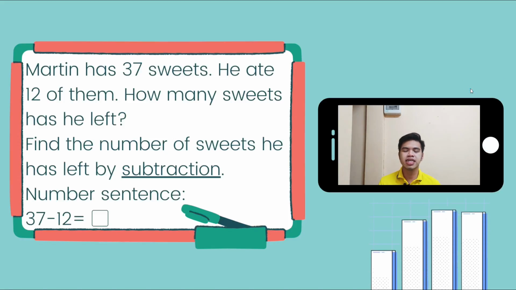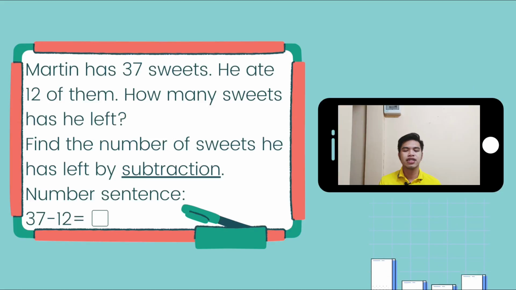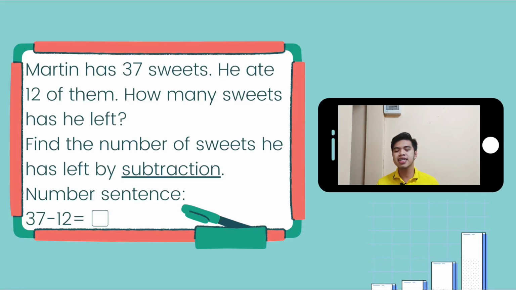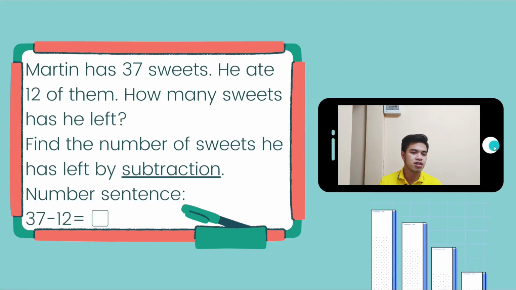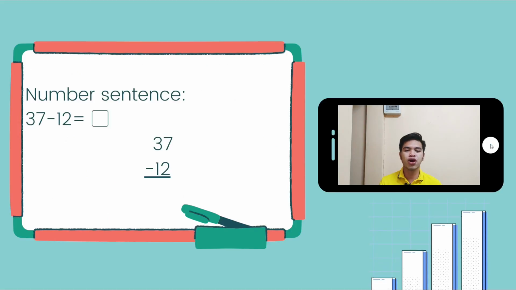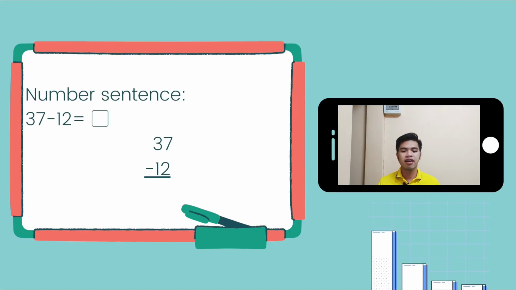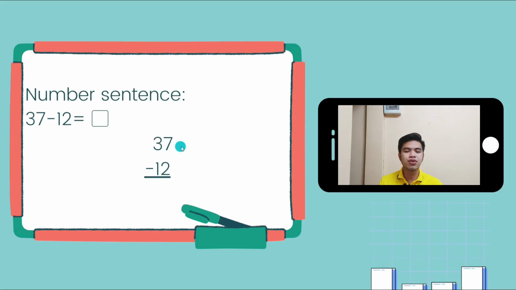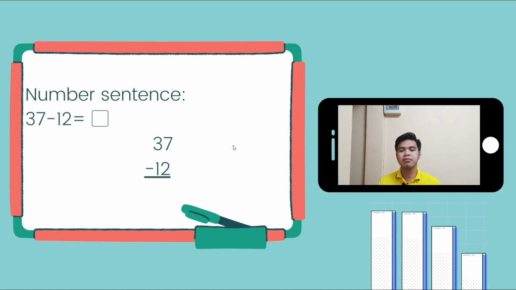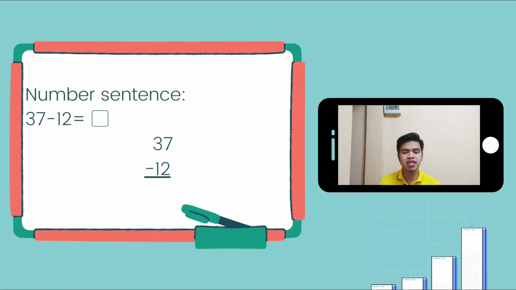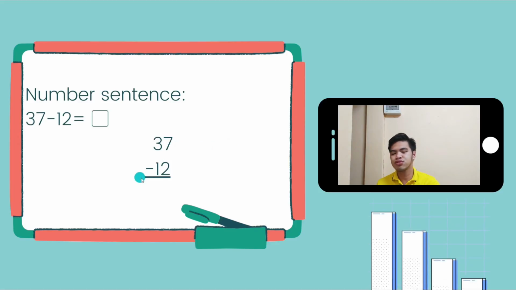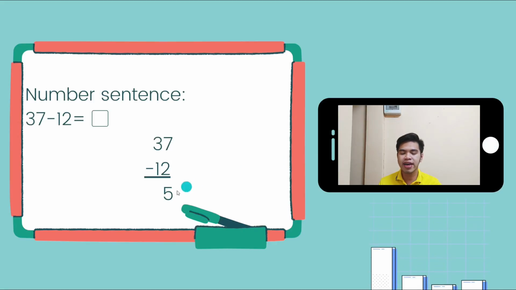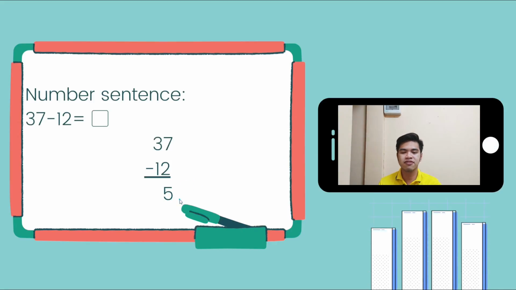And here we have the number sentence 37 minus 12 because he had 37 candies or sweets and then he ate 12 of them. Alright? So what are we going to do next? We can use the vertical method. We're going to write like this, okay? And then we're going to begin subtracting first the digits in the place value of ones. So here we have 7 and 2. So 7 minus 2 is equal to 5. So we're going to write 5 down here as part of our difference.